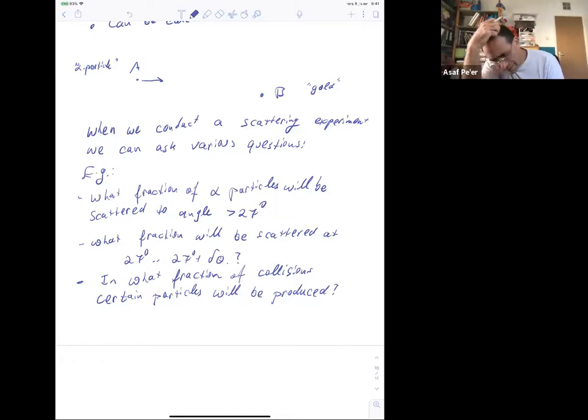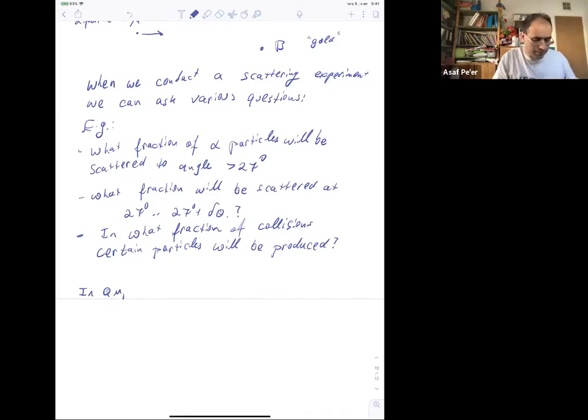Now remember that in quantum mechanics, as opposed to classical mechanics, we cannot really make an exact prediction, right? It's impossible to exactly predict what the outcome of each collision will be. The only thing that we can do is to calculate the probability that something specific will happen. In quantum mechanics, we can only determine the probability that something specific will happen.